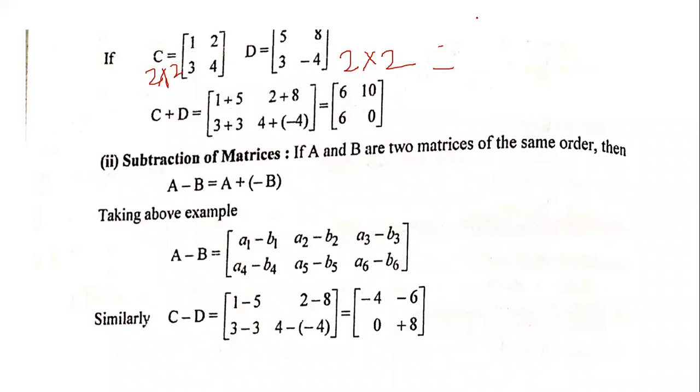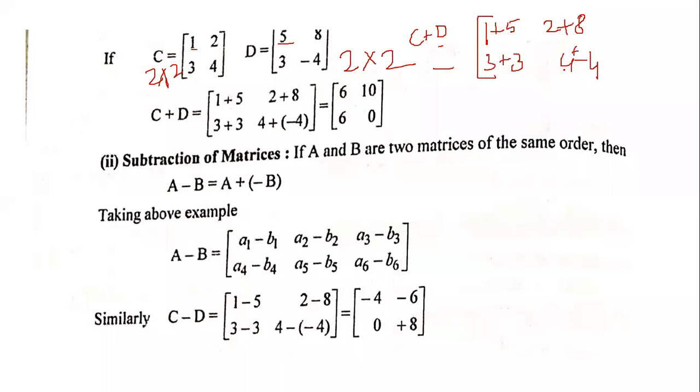Now let us add these two. So C plus D is equal to, how do I add? First value with the corresponding same position value. So I'll have 1 plus 5, and then I'll have 2 plus 8, and then 3 plus 3, and then again 4 plus minus 4. That will be my calculation. So 1 plus 5, then 2 plus 8, 3 plus 3, 4 plus minus 4.